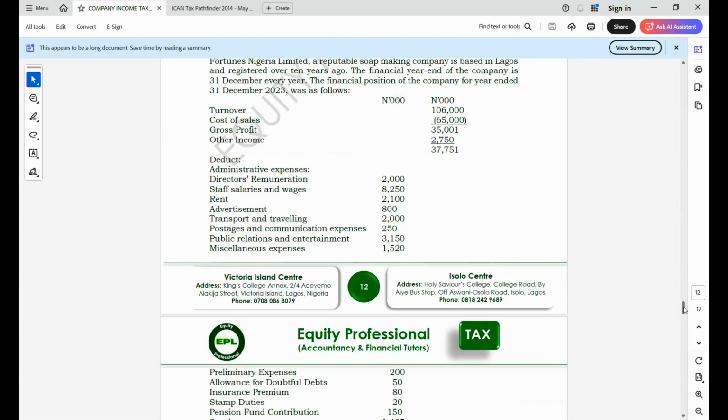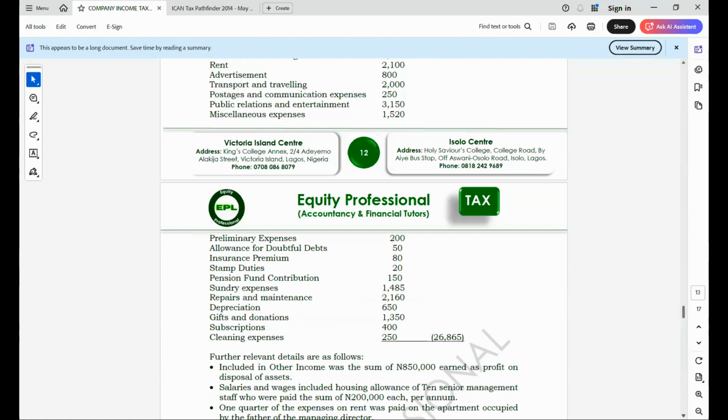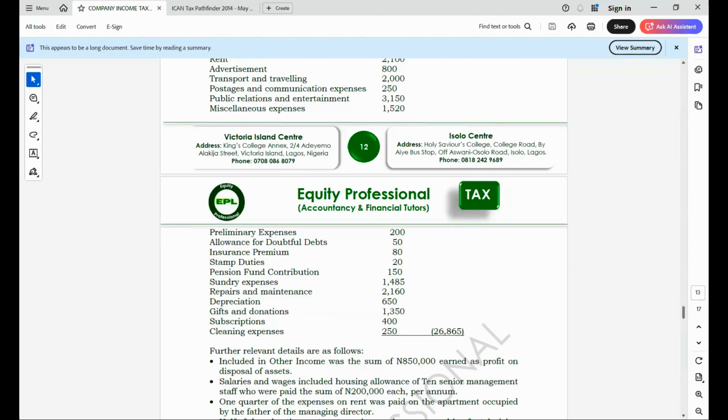The difference between this and this was omitted from this question. It's supposed to be net profit. The difference between 37,751 minus 26,865 is 10,886. There's supposed to be information here, 10,886, which is the net profit. So it was omitted, and please let us take note of that.